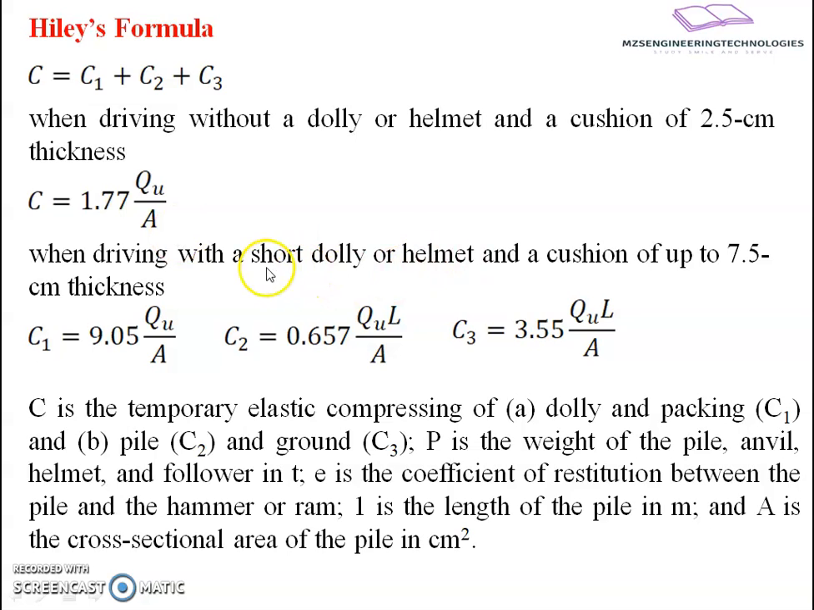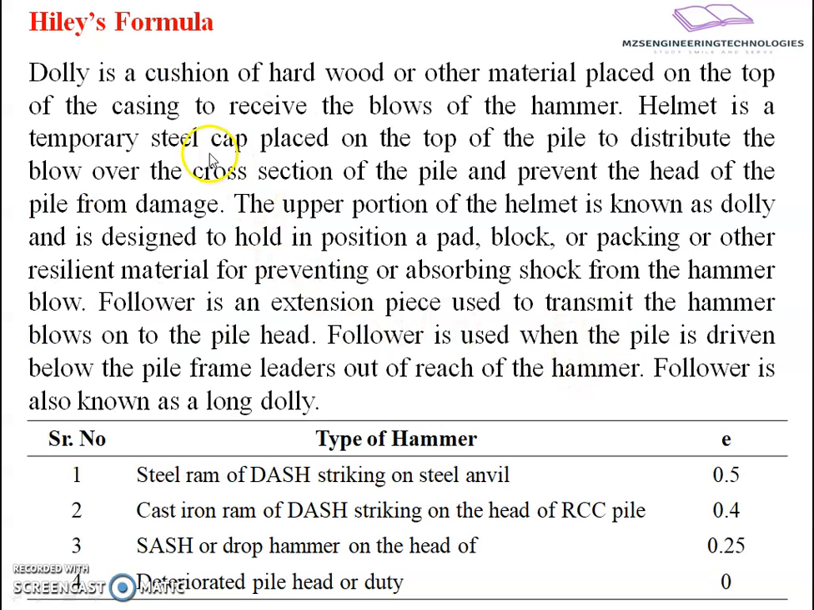When it is provided with a short dolly or helmet and a cushion over it up to 7.5 centimeter, then the C1, C2, C3 values will be calculated separately with reference to the pile, with reference to the dolly and packing arrangement, and with reference to the ground characteristics. Let us talk about the meaning of a dolly here. A dolly is a cushion of harder wood or other material placed on the top of the casing to receive the blows of the hammer. It is provided to protect the head of the pile.